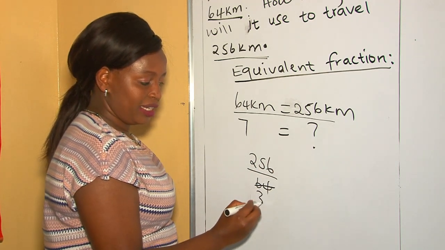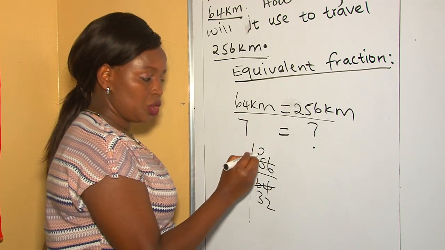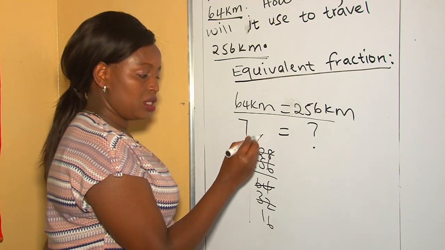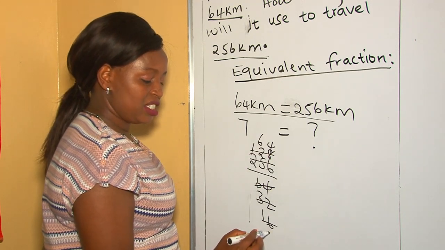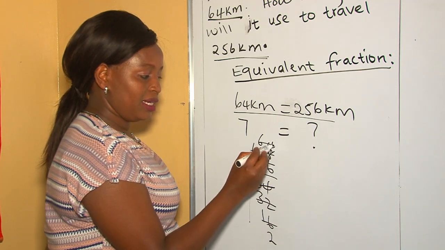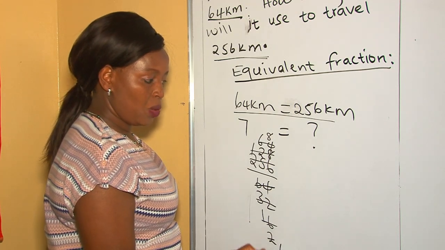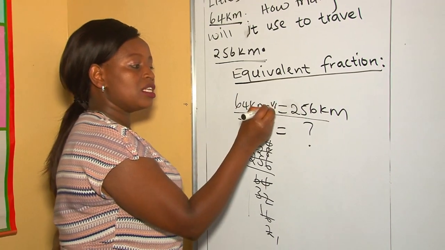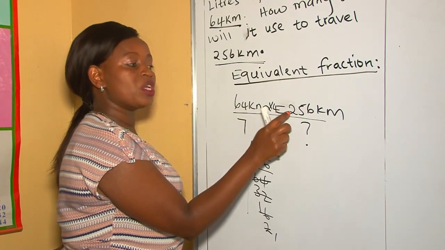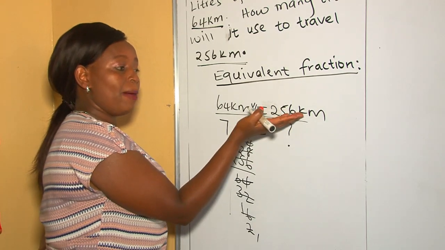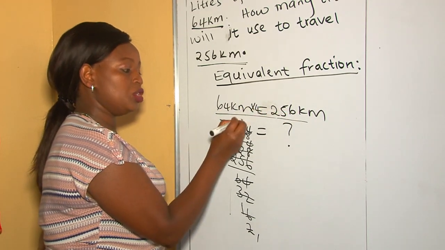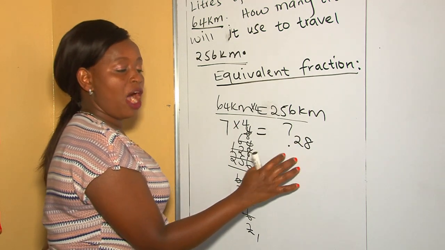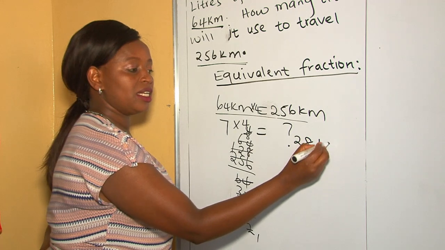By 2, it's 32. By 2, it's 128. By 2, it's 16. By 2, it's 64. By 8, it's 2. By 8, it's 8. By 2, 1. By 2, it's 4. Therefore, they multiplied 64 by 4 to get 256. So whatever has happened to our numerator should also happen to our denominator. So 7 times 4 is 28. And therefore, our answer is 28 liters.